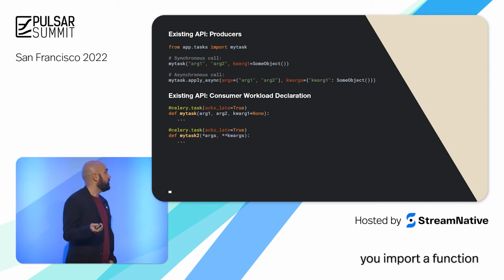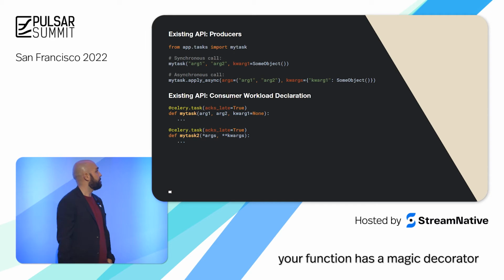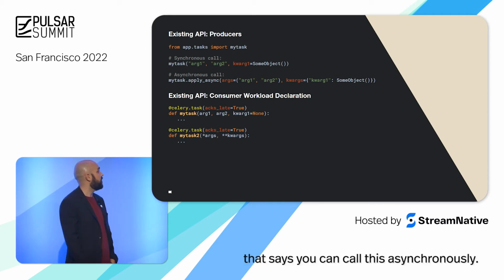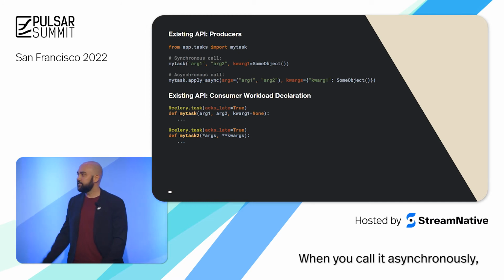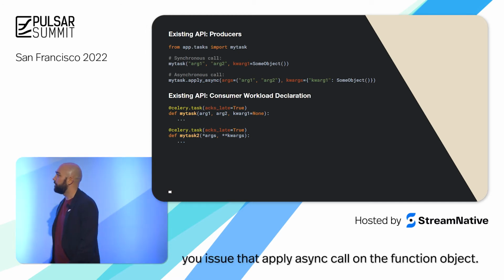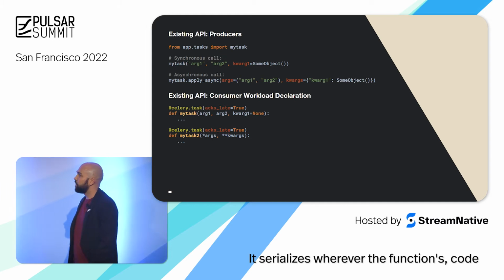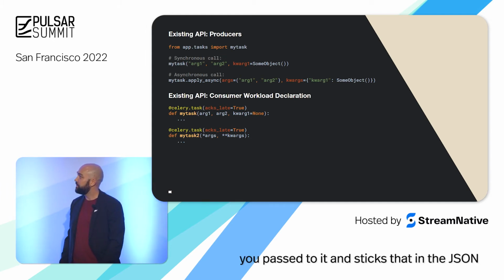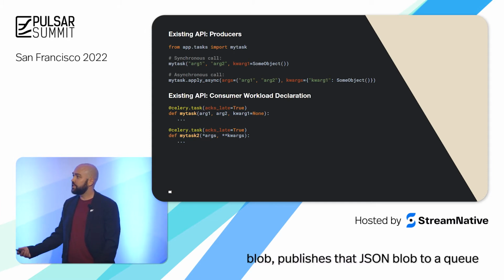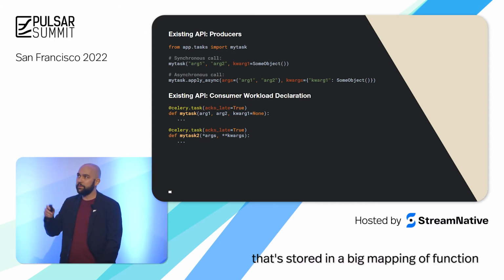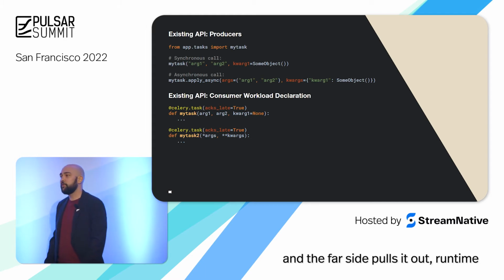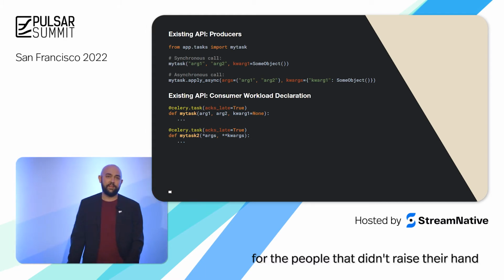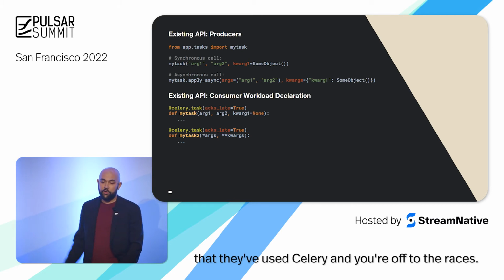On the producer side, you import a function. Your function has a magic decorator, annotation for the Java crew, applied to it wherever it's declared that says you can call this asynchronously. When you call it asynchronously, you issue that apply async call on the function object. It serializes wherever the function's code location is and the args and kwargs you passed to it and sticks that in a JSON blob, publishes that JSON blob to a queue that's stored in a big mapping of function name to queue somewhere. And the far side pulls it out, runtime imports it, or class loads it for the people that didn't raise their hand that they've used Celery. And you're off to the races.